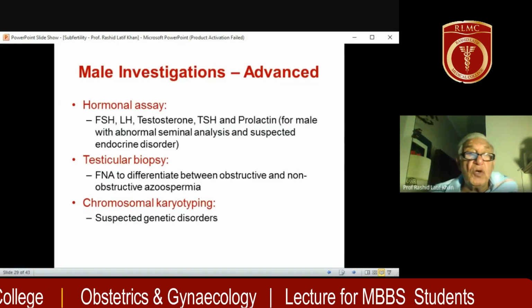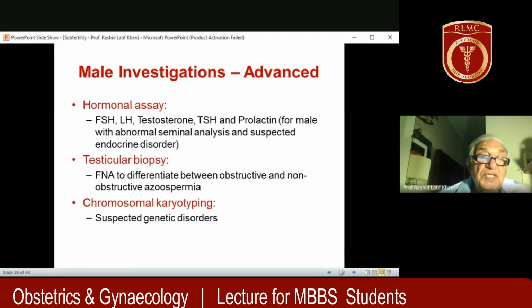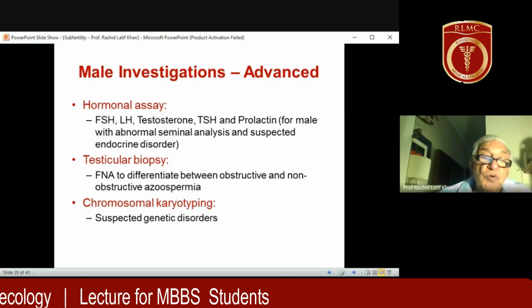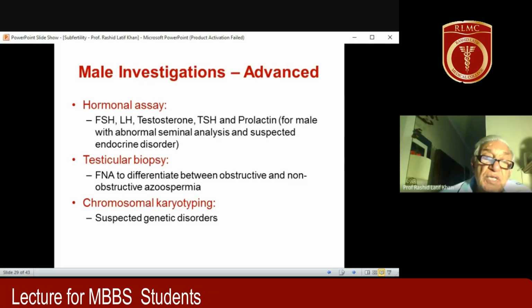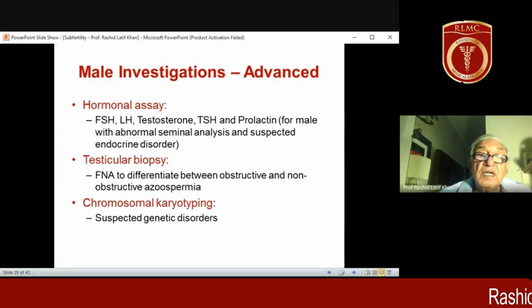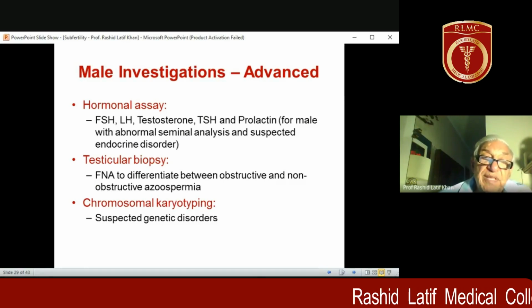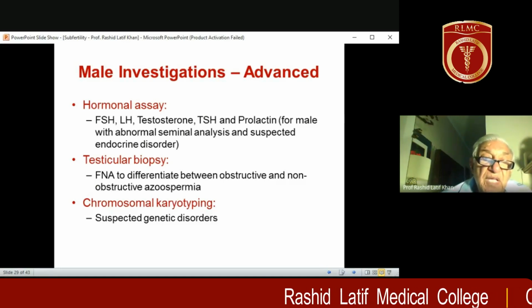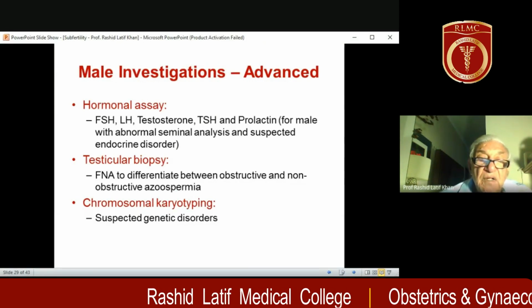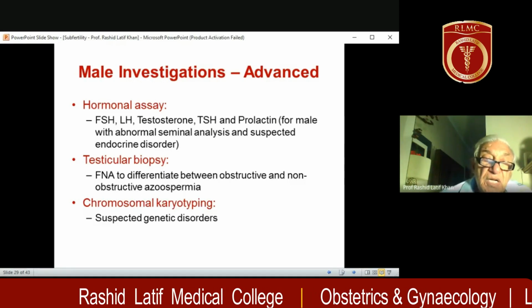If there is oligospermia or azoospermia, the husband needs advanced investigation like his hormone assays. As I said earlier, the cause could be in the production of gonadotropins from the pituitary, and other hormones. If there's azoospermia and the count or hormone is normal, then we suspect the cause could be in the testes. This could be confirmed by FNA of the testes. They take it with a needle biopsy and find out the presence of spermatozoa or not.